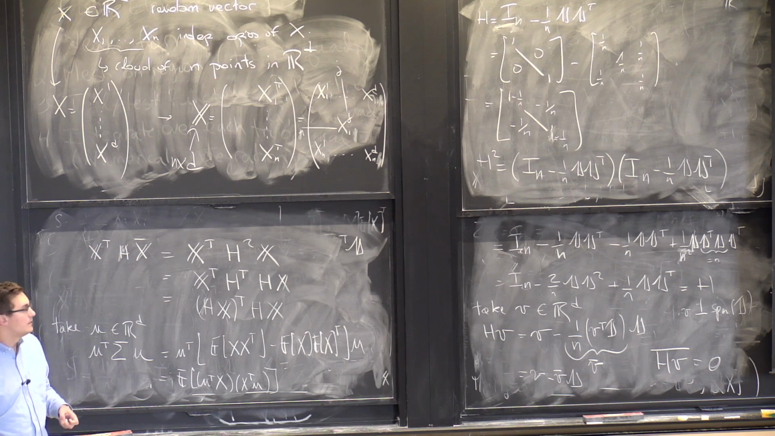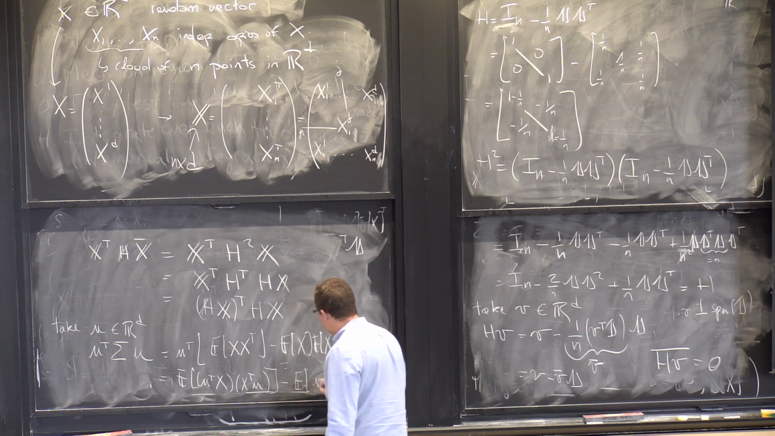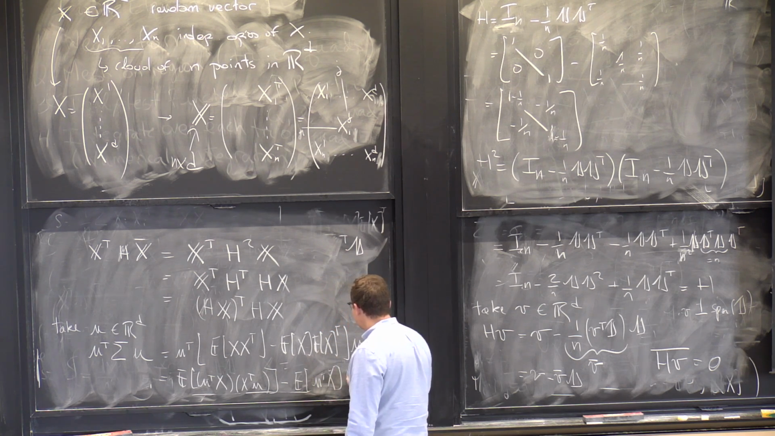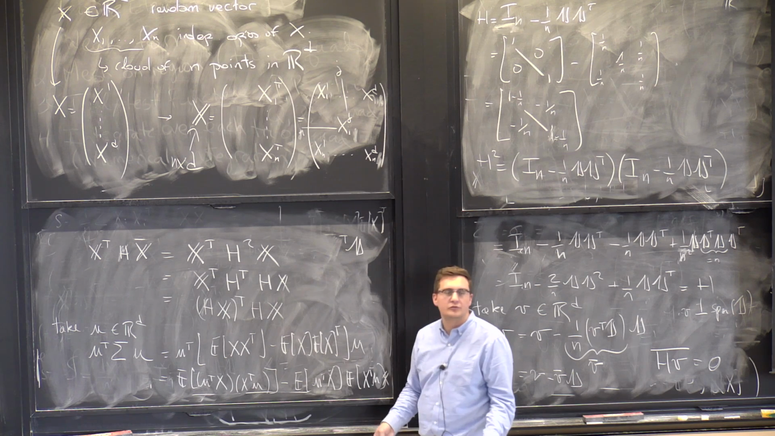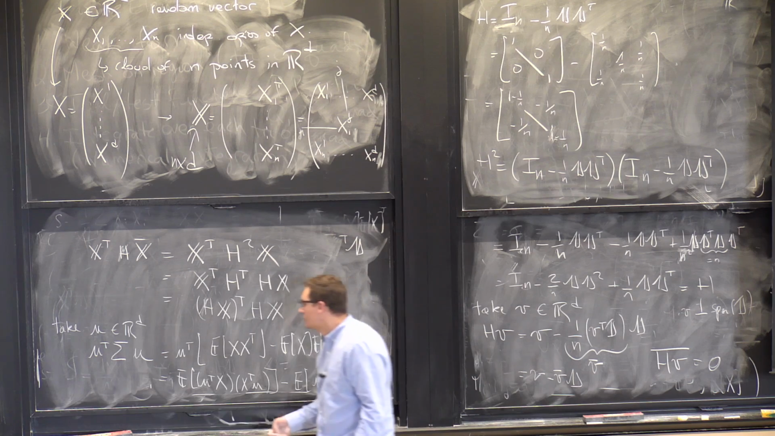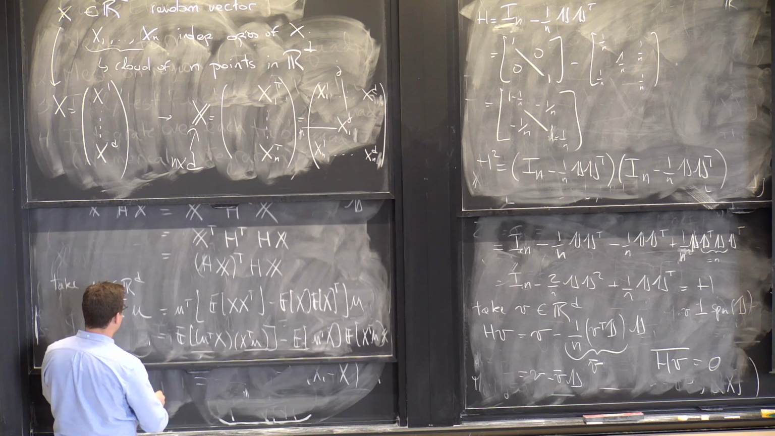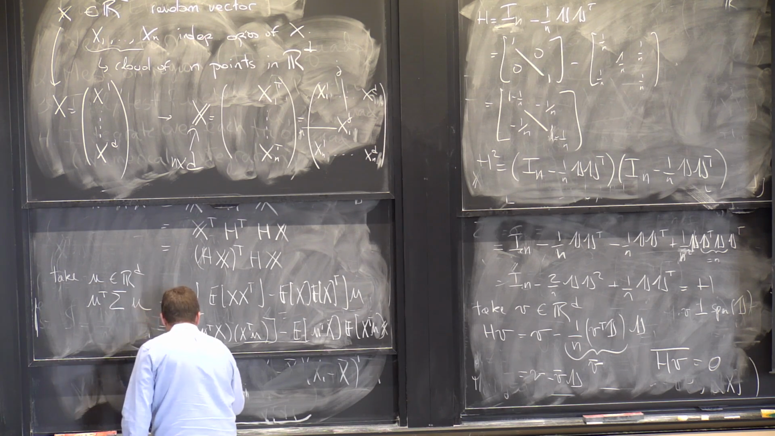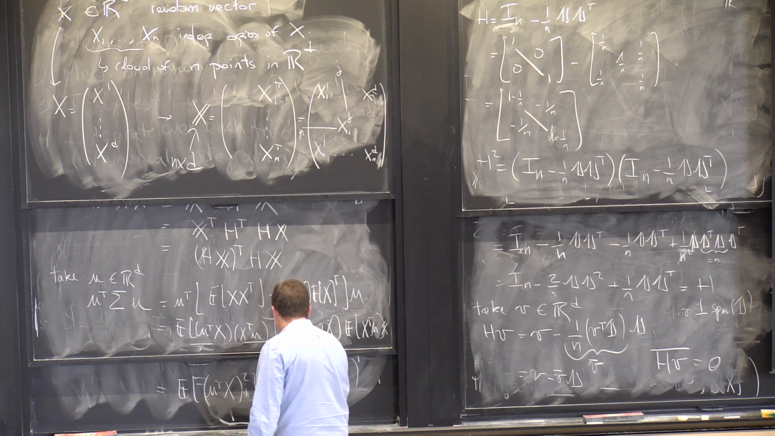OK? And now I can do the same thing for this other term. And this tells me that this is the expectation of u transpose x times the expectation of x transpose u. Of course, u transpose x is equal to x transpose u. So what it means is that this is actually equal to the expectation of (u transpose x) squared minus the expectation of u transpose x, the whole thing squared.